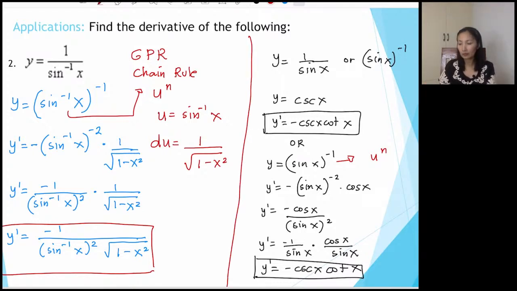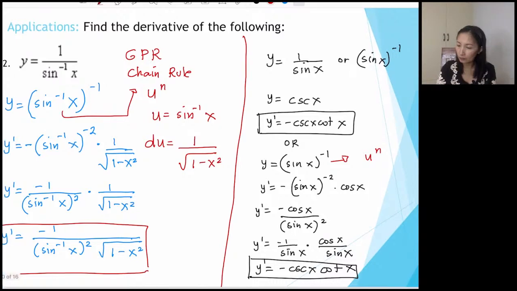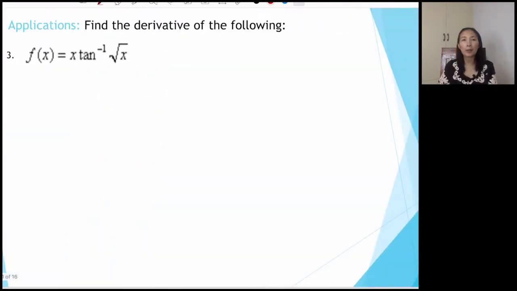Now, moving on to problem number 3. Okay, problem number 3. Find the derivative of the function f of x is equal to x arctan of the square root of x. F of x is equal to x arctangent of the square root of x.